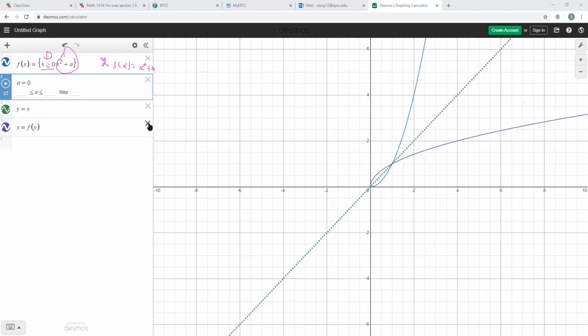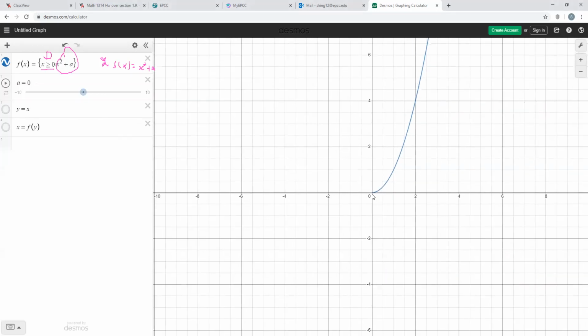So let me turn off this one and this one. So notice here's the blue graph. It's only half. It's only half of the parabola. The other half would be over here. It would go up like this. But since we restricted the domain, that's why we only have the graph starting at x equal to 0 and also greater than 0.